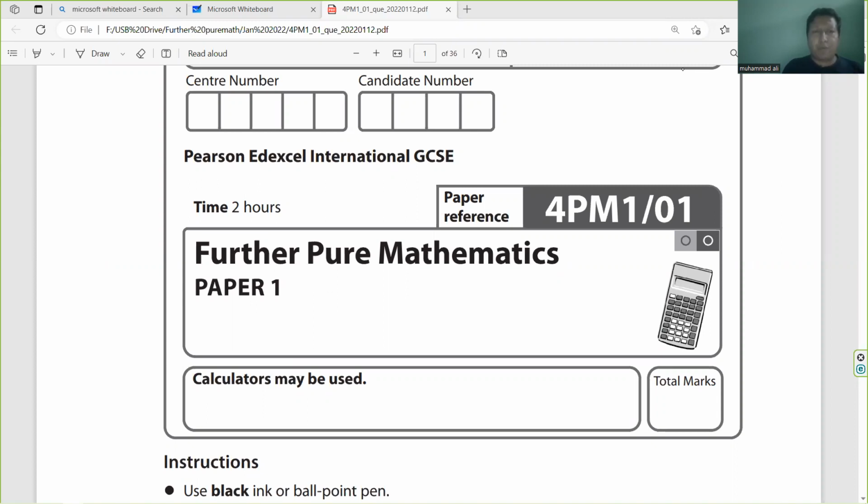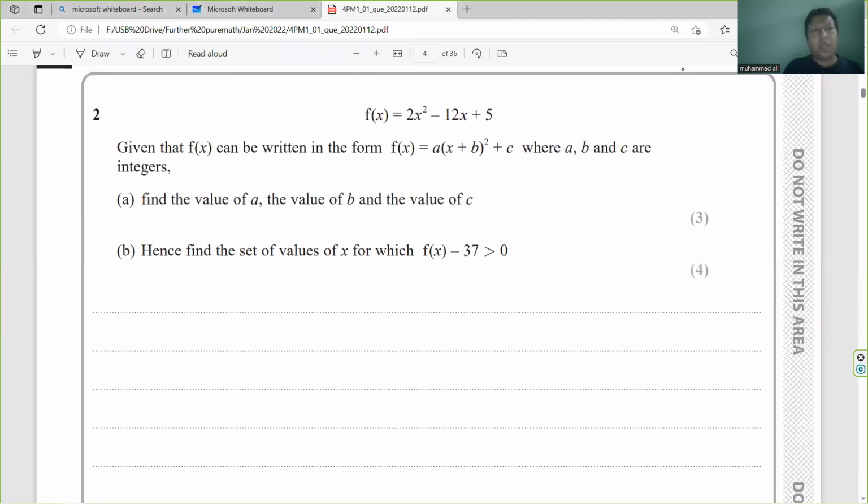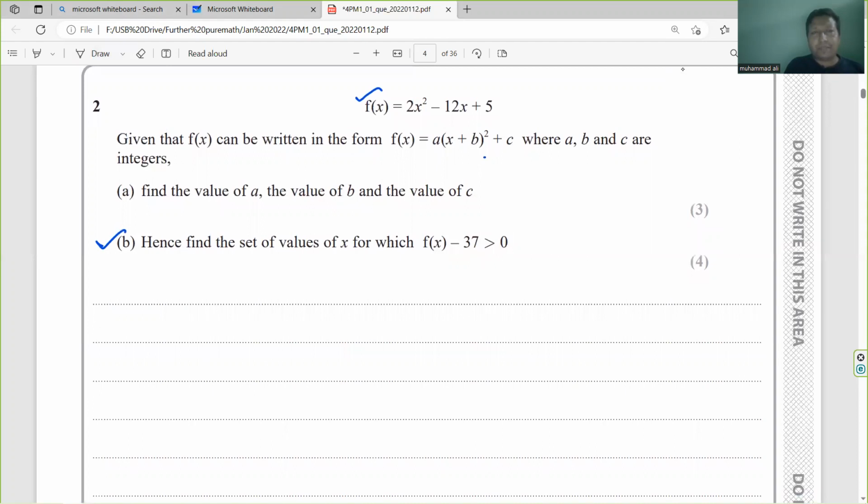Today we will solve one very important maths question from O-Level Edexcel Further Pure Mathematics Paper 1, January 2022, question number 2. This question is specially included from the Quadratic chapter. In the first part, we have to convert this function into completing square form, and from there find the values of a, b, and c. In the second part, we have to find the set of values of x for which f(x) minus 37 is greater than 0. Now observe how we can do this maths.